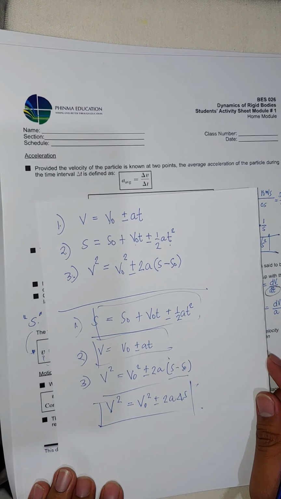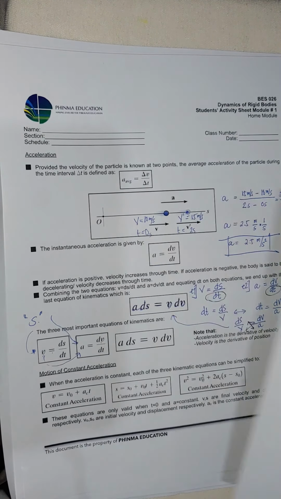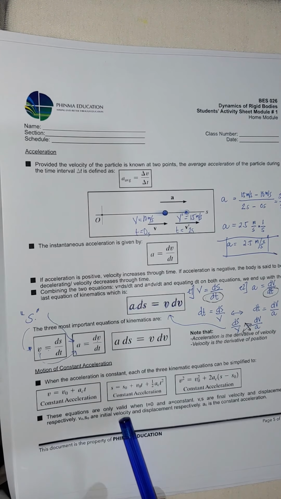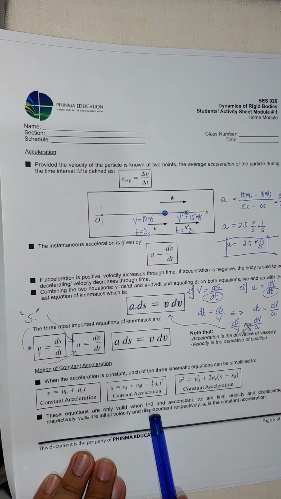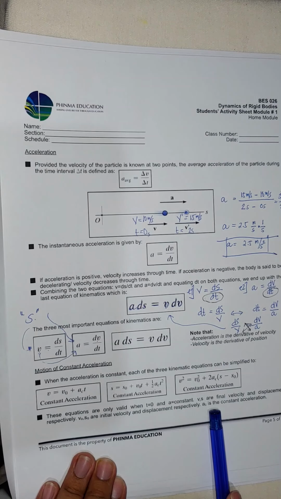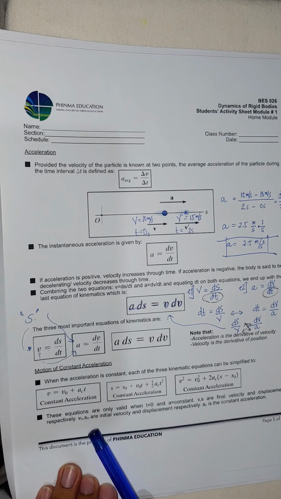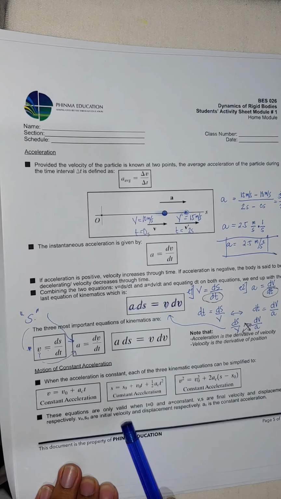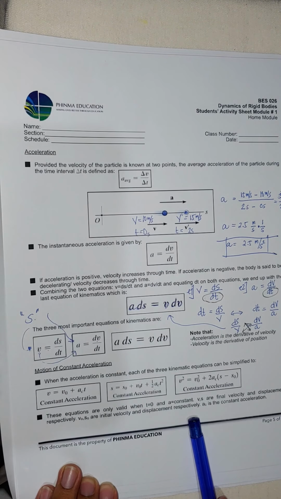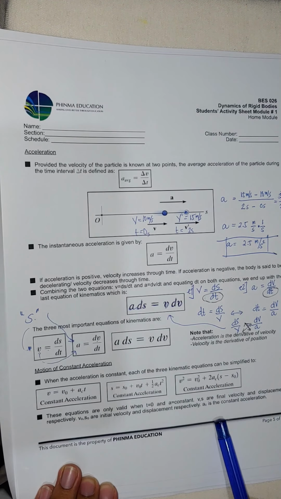Okay. Take note of these formulas. You can pause it if you want. So let's proceed. These equations are only valid when the time is equal to 0 and the acceleration is constant. V and S are the final velocity and the displacement, respectively. V naught and S naught are the initial velocity and displacement, respectively. And then a in this equation in your module is the constant acceleration.